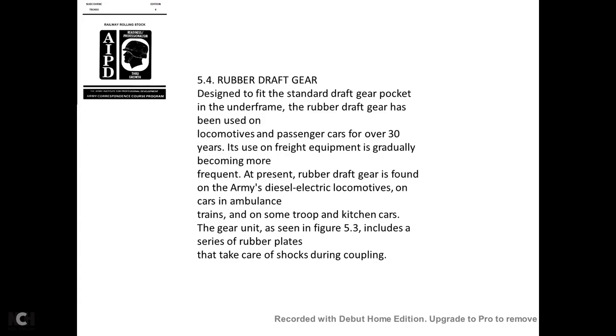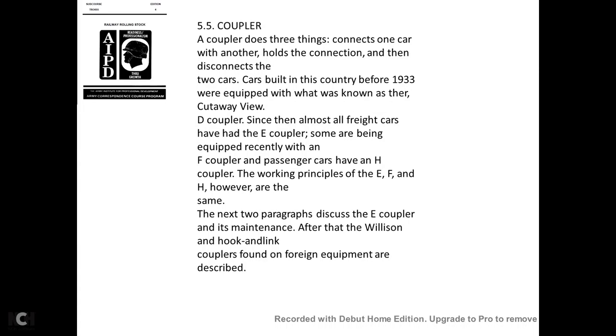5.4. Rubber draft gear is designed to fit the standard draft gear pocket in the underframe. The rubber draft gear has been used in locomotives and passenger cars for over 30 years, and its use in freight equipment is gradually becoming more frequent. At present, rubber draft gear is found on Army diesel-electric locomotives and cars and on ambulance trains, and on some of the troop and kitchen cars. The gear unit is shown in Figure 5.3. It includes a series of rubber plates that take care of the shock of the couplings.